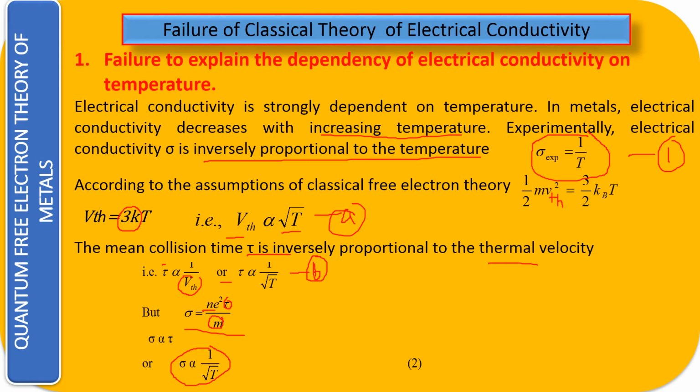It does mean that the classical theory is not able to explain the dependence of the conductivity on temperature, right? So exactly how the conductivity depends on the temperature, the theoretical value and experimental value are not matching. So what we can say is, it is not able to satisfy the dependence of electrical conductivity on the temperature. Let us see one more.